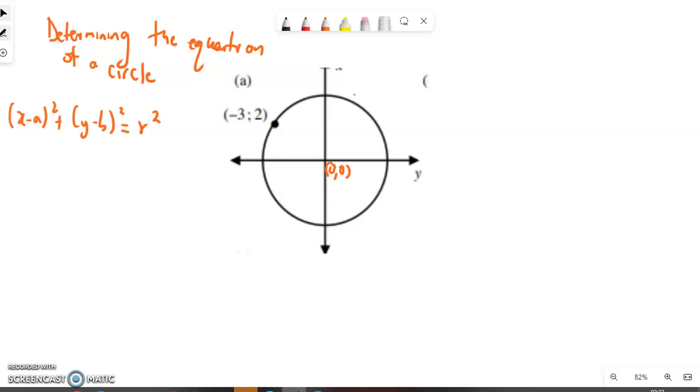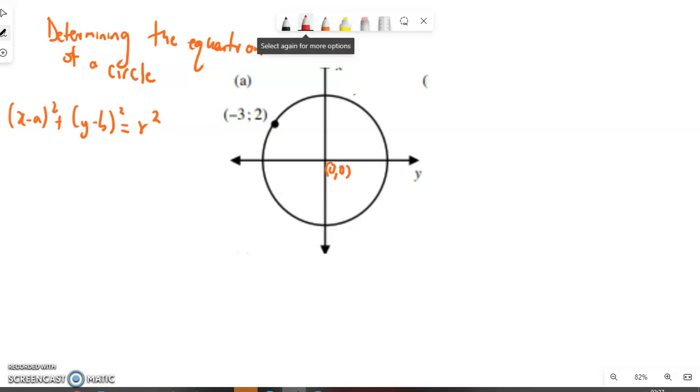Then we are going to use the point (-3, 2) to substitute in x and y, because (-3, 2) is given as a point which lies on the circumference of the circle. Right, so we need to find the value of r squared. Okay, let us check it.